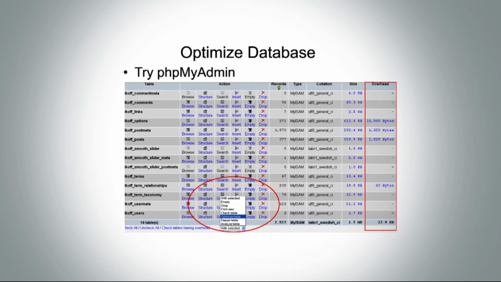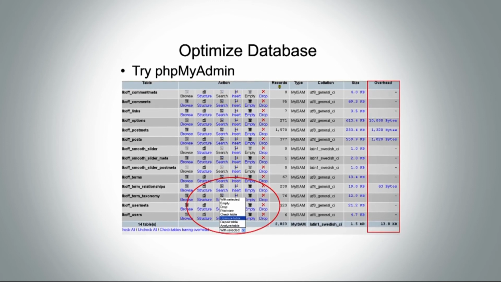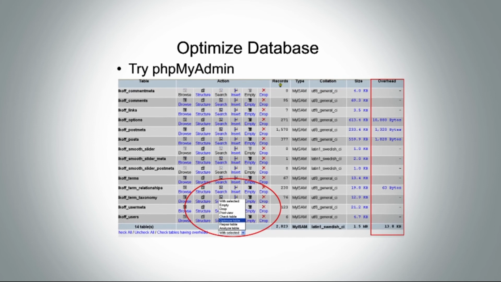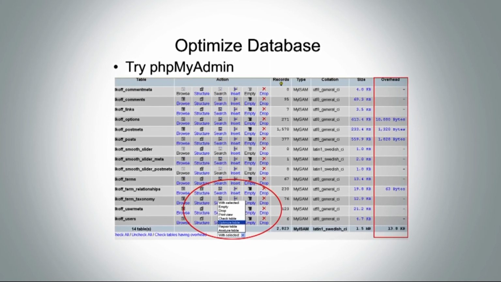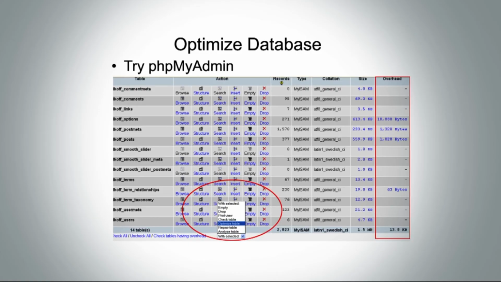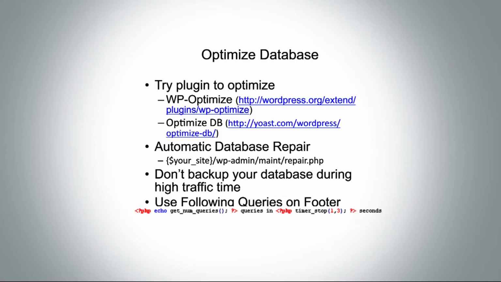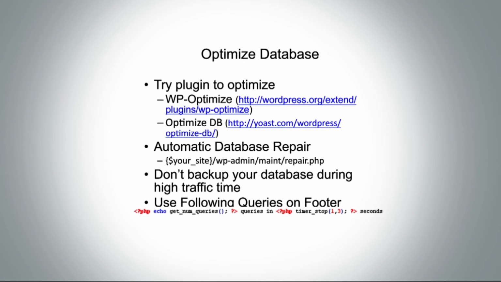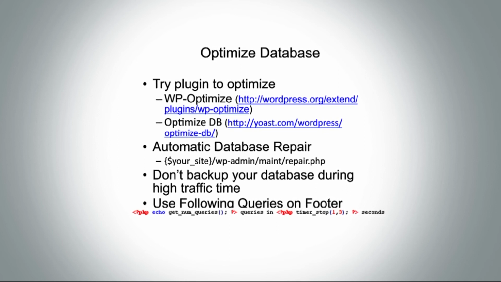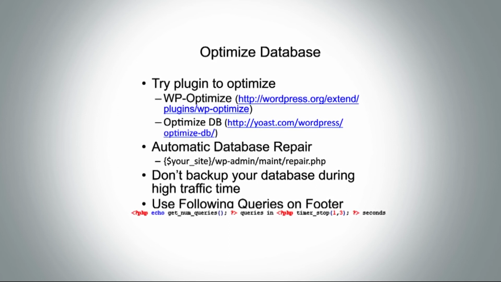Now let's come to optimizing the database. If we have knowledge of phpMyAdmin, then we can go to phpMyAdmin, and on the right side we can see the overhead. When we select this overhead and optimize, it will reduce the unnecessary bytes and spaces. So again we can optimize our database. And if we don't have access to our database through phpMyAdmin, then we can use different plugins to optimize. There are different plugins, and I recommend two: WP-Optimize and Optimize DB, automatic database repair.